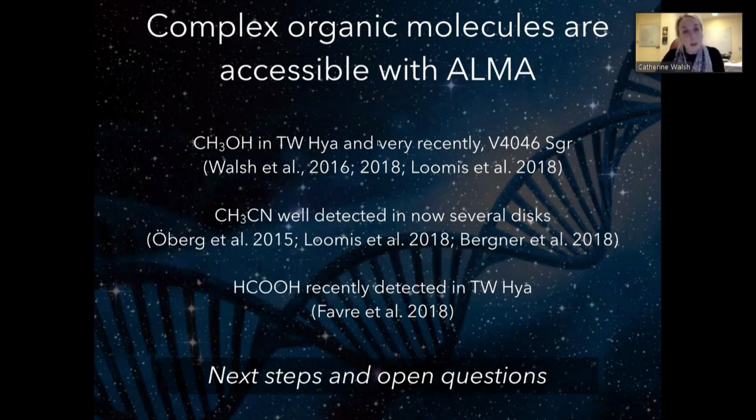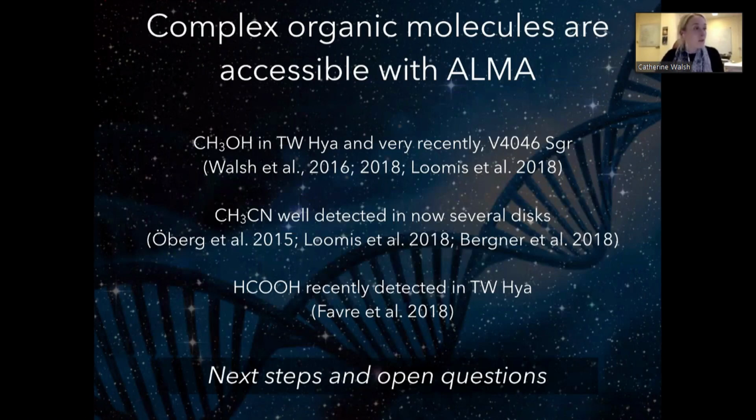We have methyl cyanide in TW Hya. Also very recently in DM Tau and others, methyl cyanide is now very well detected in 4, if not 5 disks. We have formic acid now recently detected in TW Hya. So we know these molecules are there, and we've been able to do these very challenging observations thanks to the high sensitivity and spatial resolution of ALMA.